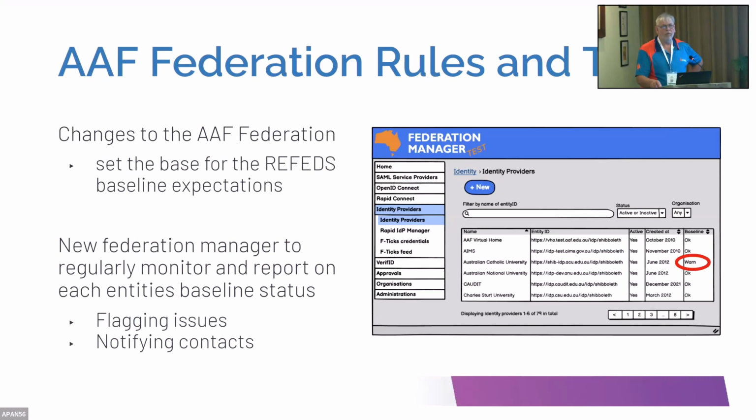If something technically is inconsistent with baseline, a warning or a message will appear against their IDP or SP entry in our tool, and they'll get notified by email that you're not compliant, you're not doing this, whatever has gone wrong, let's get in and fix it. So being very proactive about making sure that people are keeping up to speed with their baseline expectations.